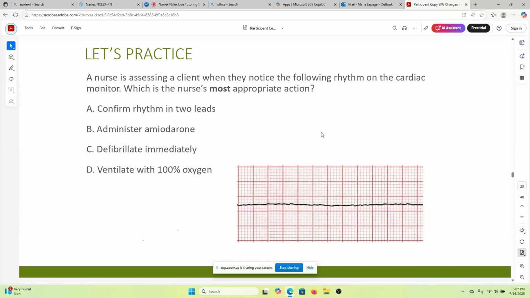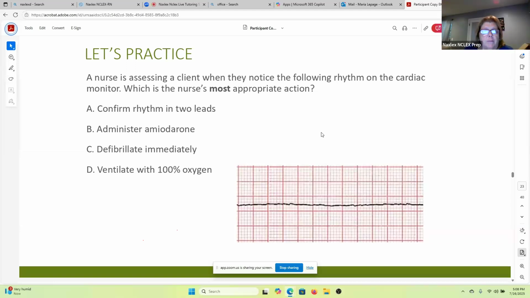Is my answer C, defibrillate immediately, because it's already flat? No, we need to assess the patient. If you have nothing to defibrillate, there is no rhythm. So this patient is dead, and you can't get much deader than dead. Right. So defibrillation, remember, if I teach you guys anything, we defib VFib. That is the only shockable rhythm by defibrillation. If the patient is in ventricular tachycardia without a pulse, we defibrillate that because it's considered VFib.